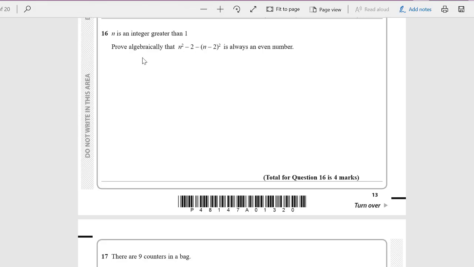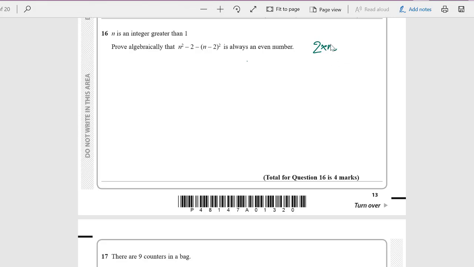Question 16. So n is an integer greater than 1. Prove algebraically that n squared minus 2 minus, open brackets, n minus 2, close bracket squared, is always an even number. So this is just proof. The first thing that we need to do is think about how we can show that something is an even number. Well, we know when we have an even number, it's going to be 2 times n. So anything multiplied by 2 is going to be even.